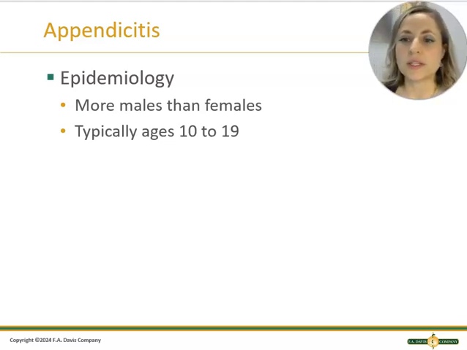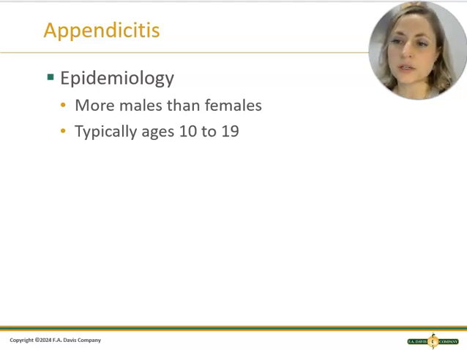So this occurs more commonly in males than females, and it's typically seen more often in the pediatric population. It's one of the most common reasons for the pediatric population to come to the emergency room. It can happen in adulthood too. It's more complicated and usually more fatal when it happens to an adult.